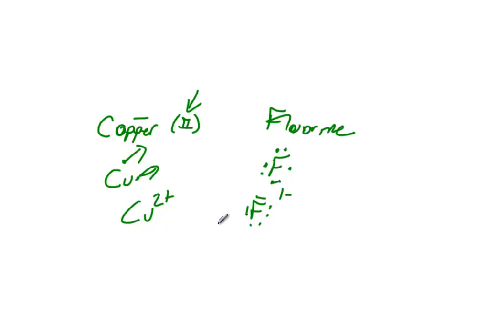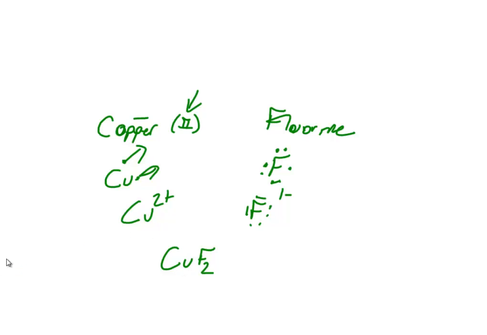So there's my copper and my fluorine ions. Okay, since copper's giving away 2 but fluorine's only taking 1 electron, we're going to need 2 fluorines for each copper. So we're going to write this CuF2. Okay, and then again, that shows me the ratio of my ions in the compound.